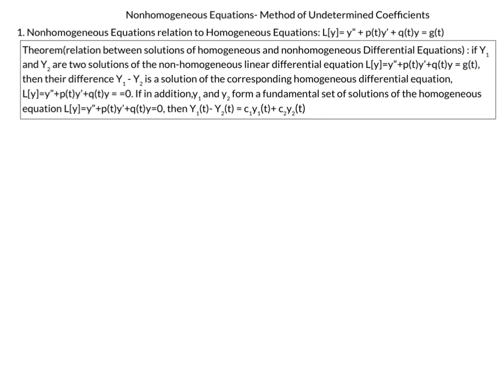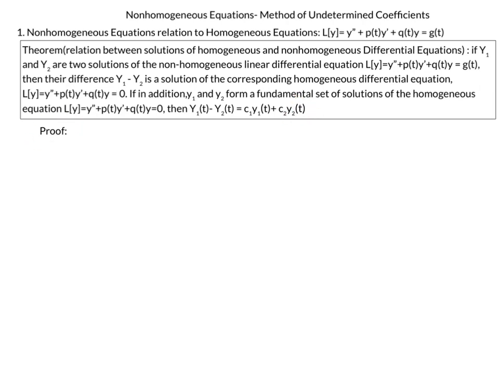So again, we have y1 and y2. They're two solutions of the non-homogeneous linear differential equation. Then their difference, y1 minus y2, is a solution of the corresponding homogeneous differential equation, which is this equation here, this left-hand side equal to 0, or y double prime plus p of t y prime plus q of t y equals 0. If, in addition, y1 and y2 are a fundamental set of the homogeneous equation, the one that's equal to 0, then y1 minus y2 is a linear combination of the fundamental set of solutions.